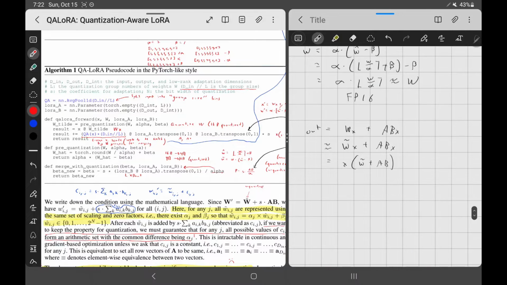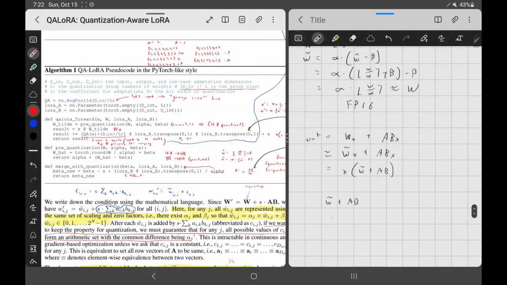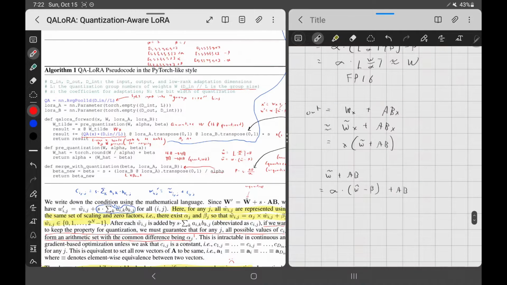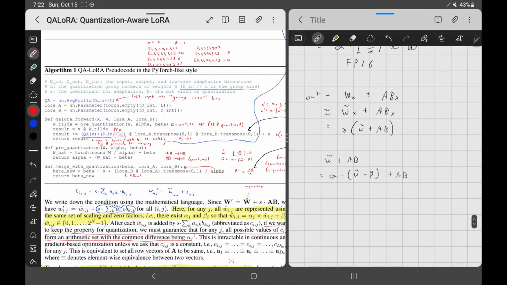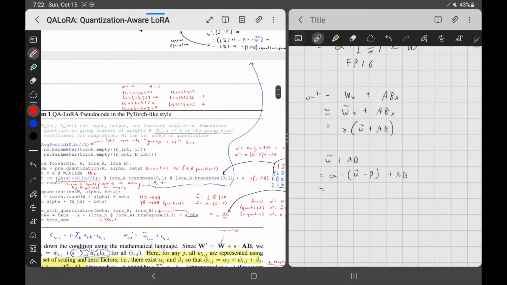Now, if we expand W tilde, let's just get rid of X and look at the weights. So if we look at W tilde plus AB, and we expand W tilde to this up here, then we get alpha times W hat minus beta plus AB. Now, if we look at this right here, we can do W hat times alpha, so alpha W hat minus alpha beta plus AB.